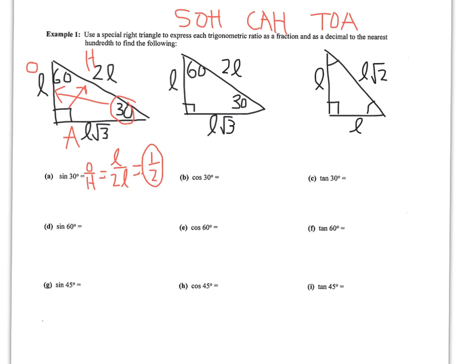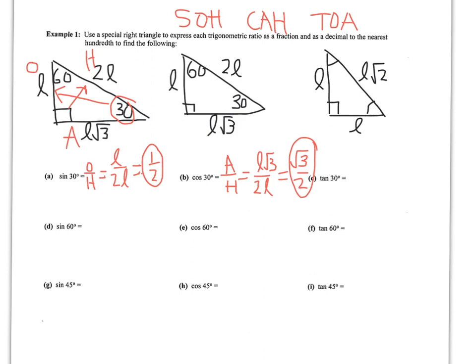Cosine of 30 is CAH, so that's A over H. My A side is L square root of 3. My H side is 2L. The L's cancel, leaving us with the square root of 3 over 2. Again, we will eventually put that in our calculator and get a decimal value for square root of 3 over 2.